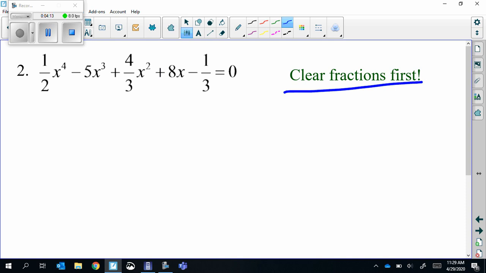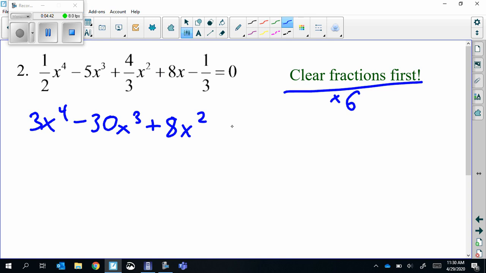So we're going to do the same idea here. Since we've got fractions, we're going to clear out the fractions. It's still the same equation if you clear out fractions. So we're going to multiply by the common denominator, which is 6. So we multiply by 6. 6 over 2 is 3. 6 times 5 is 30. 6 times 4 is 24, divided by 3 is 8. 6 times 8, 48. And then 6 times 1 is 6, divided by 3 is 2. So we cleared out the fractions by multiplying by 6.